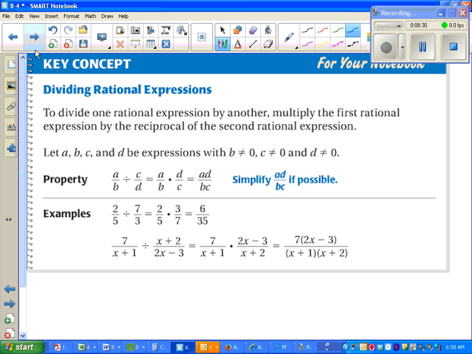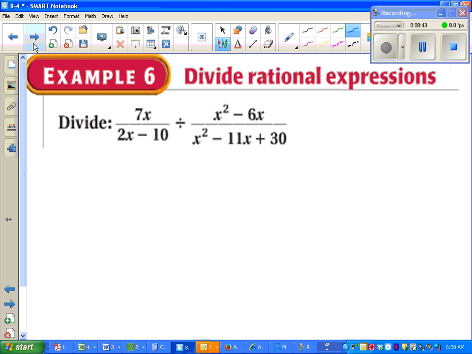Our last big topic is division. Remember that when you divide fractions, all you do is flip the second fraction and change it to multiply. Other than that, this is exactly the same as multiplication. So let's take a look at this. I see division, so I know I'm going to flip that fraction over.